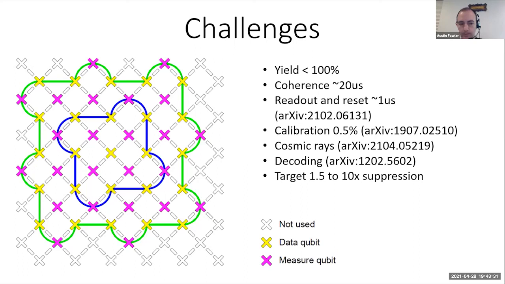Okay, a question just to solidify terminology. Could you briefly explain the practical and physical differences between measurement qubits, data qubits, and logical qubits?